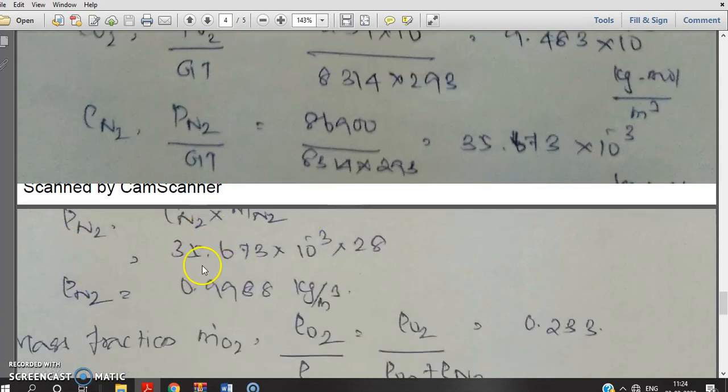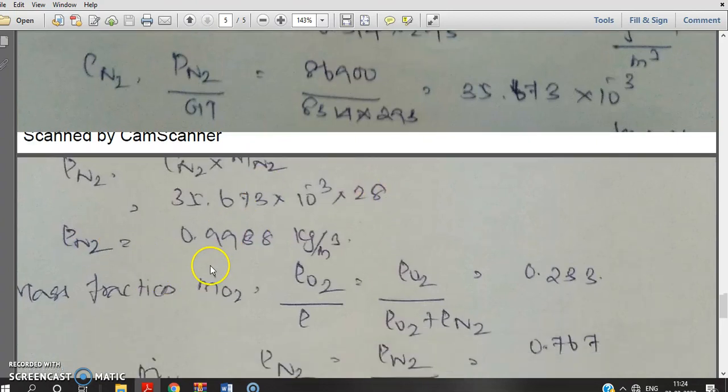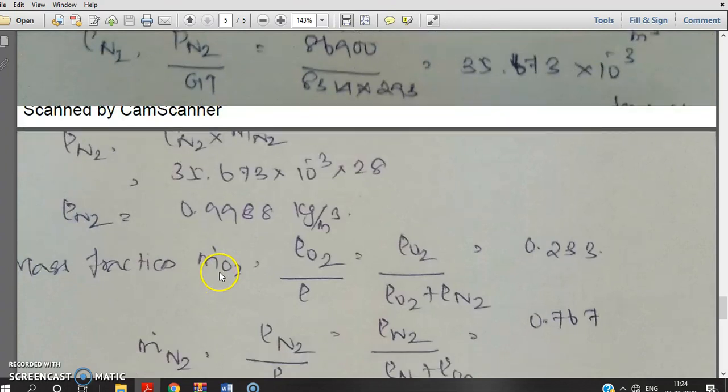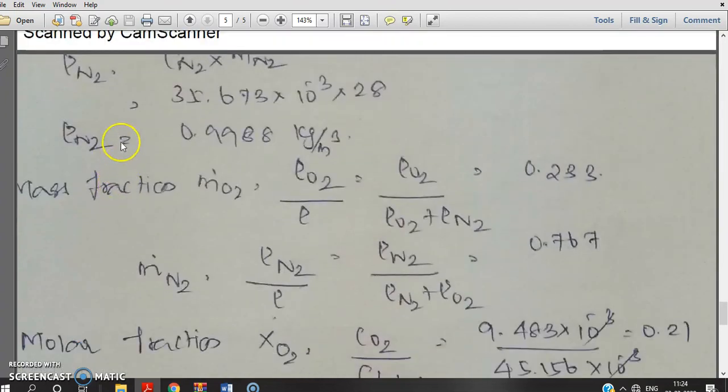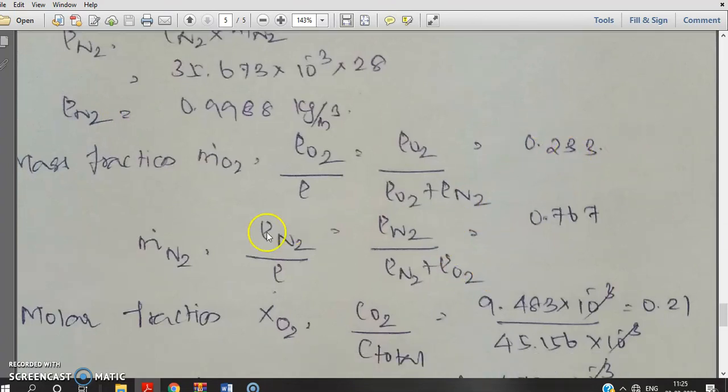Now rho equals C times M. So 35.673 into 10 power minus 3, and the molecular weight of nitrogen is 28, and it comes around 0.9988 kg per meter cube. So the mass fraction of oxygen equals the density of oxygen divided by the density of the total mixture. When we sum the density of oxygen and the density of nitrogen, we get this answer, 0.233. And the mass fraction of nitrogen, rho of N2 divided by rho, is equal to 0.767.